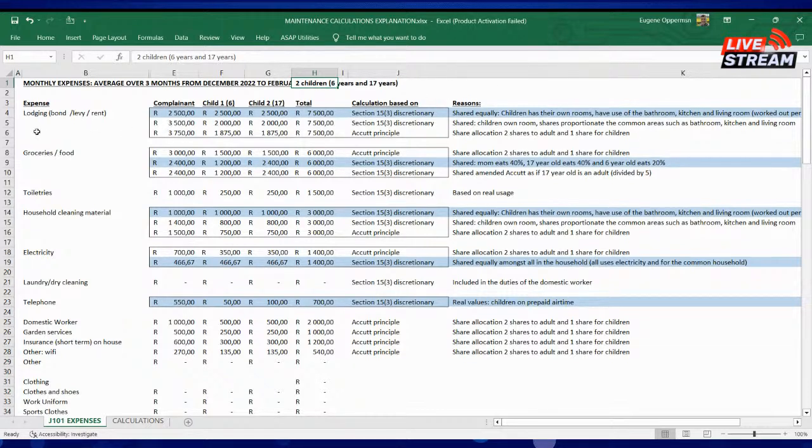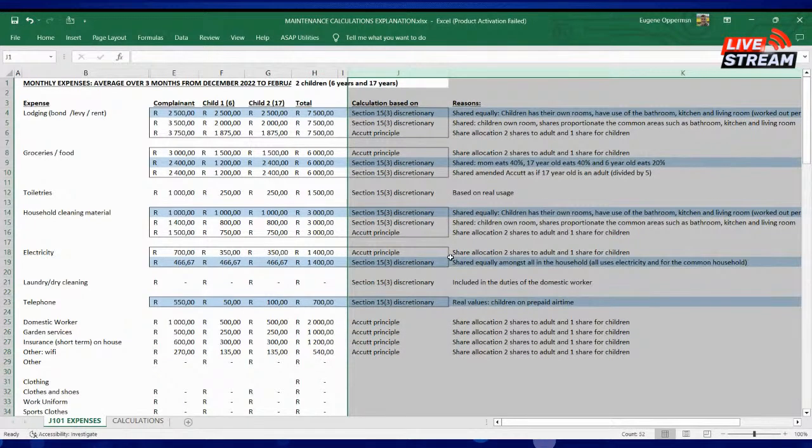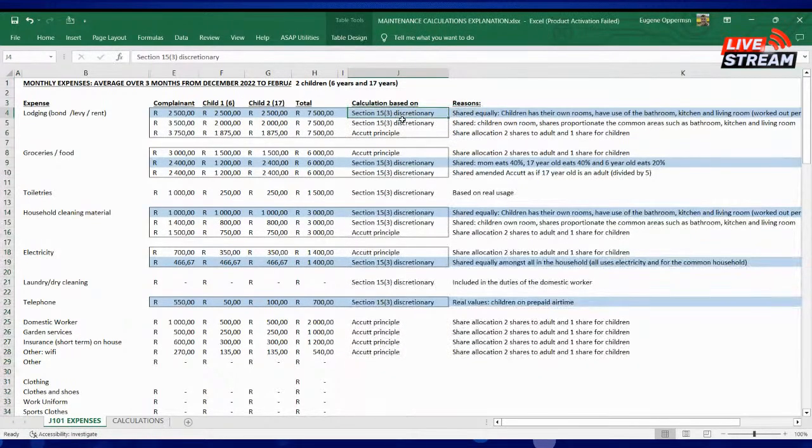So let's just use, for example, I include, obviously, you would see that in the form as well, complainant, child 1, child 2, and then a total. I include in the spreadsheet 2 columns. I include the column called calculation based on, and then the reasons for that. Why do I do that? It is in order to show the court that there's gone some thinking into the compilation of this. This is not just something that you suck out of your thumb in order to complete the form and just fill in the little blocks.